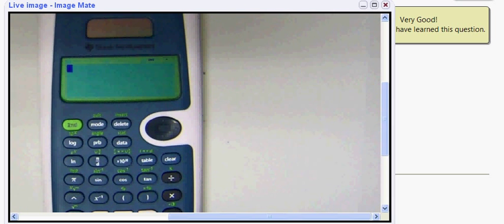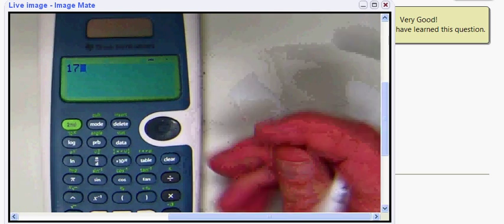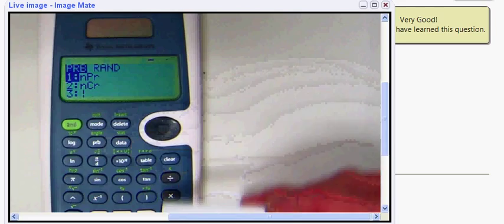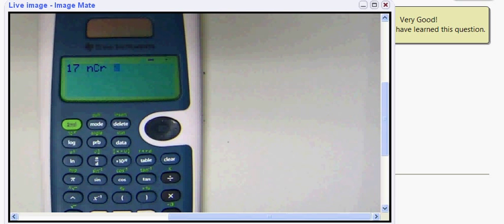Clear your calculator. First of all, put in the number n. In our case it was 17. Now we're going to press the PRB button, and then we're going to press the number 2 that selects combinations. We put in the number 5 for our r value and enter, and immediately it tells us the answer, 6,188, and so that's exactly the answer that we got doing it the other way.